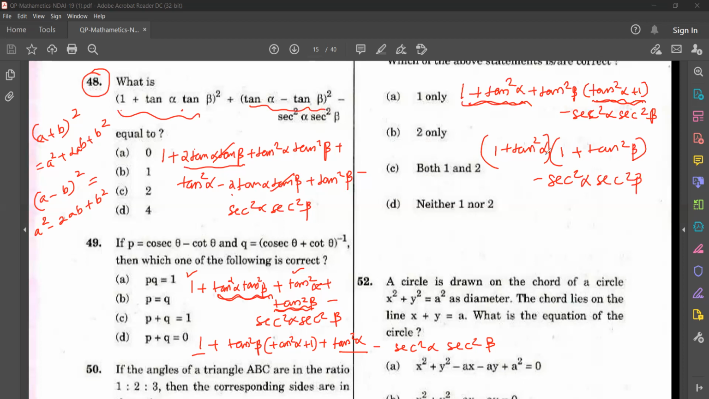Now listen, what is 1 plus tan square alpha? That is sec square alpha. What is 1 plus tan square beta? Sec square beta. Minus sec square alpha sec square beta. So the answer is 0. After this step, I am just rearranging so that I get the result. So the answer is option A, 0.